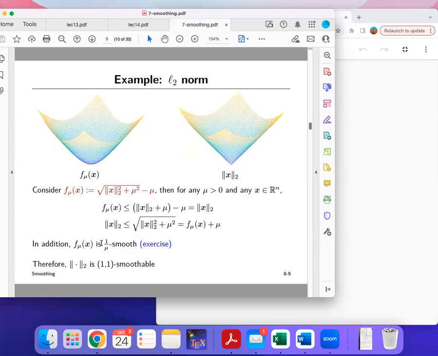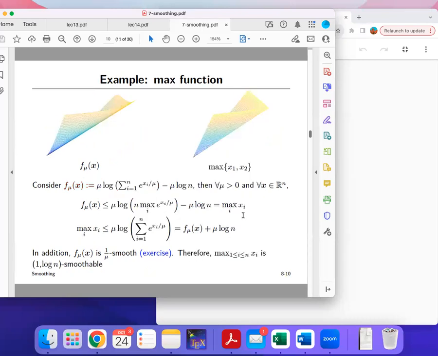And then we can further smooth functions in the high dimensional space. For the L2 norm function, it is not differentiable at the origin, but we can smooth it by adding some constant and taking the square root. And also for the pointwise maximum function, we can smooth it by the log sum exponential function.